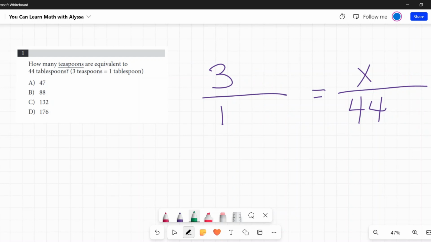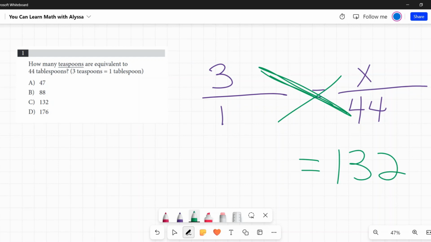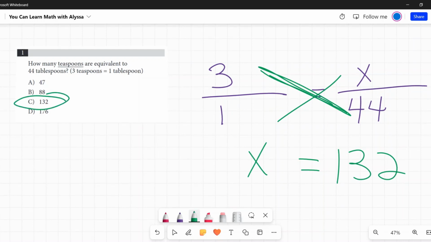3 is to 1 as x is to 44. To solve a situation where we have 2 fractions like this, we would cross multiply. 3 times 44 is 132. X times 1 is x. So there's my answer. X is equal to 132, C.